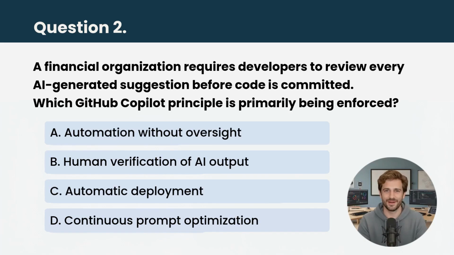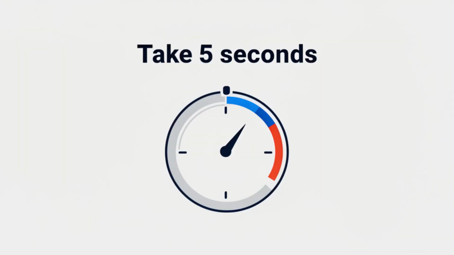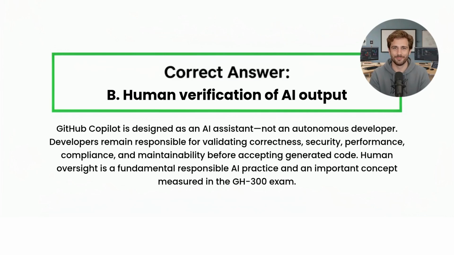Question 2. A financial organization requires developers to review every AI-generated suggestion before code is committed. Which GitHub Copilot principle is primarily being enforced? A. Automation without oversight. B. Human verification of AI output. C. Automatic deployment. D. Continuous prompt optimization. Think carefully. This is where many candidates slip. The correct answer is B.